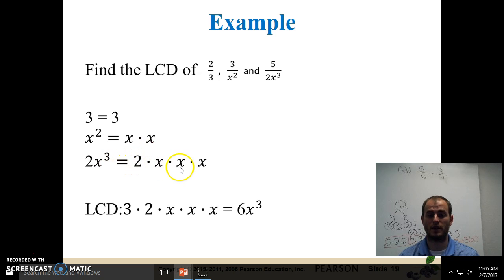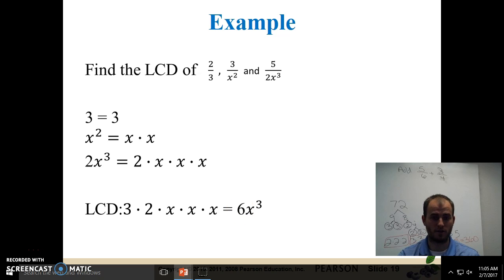2x cubed is 2 times x times x times x. So you'd use the 3, because there's only one 3, there's only one 2. If you're trying to figure out, should I use 2x's or 3x's, you always use the most. So x times x times x. So your least common denominator is 6x cubed.